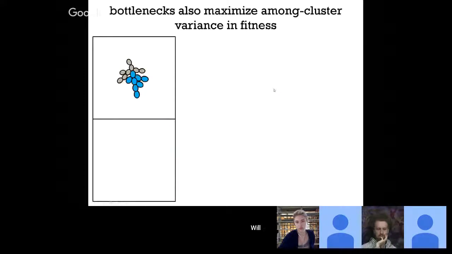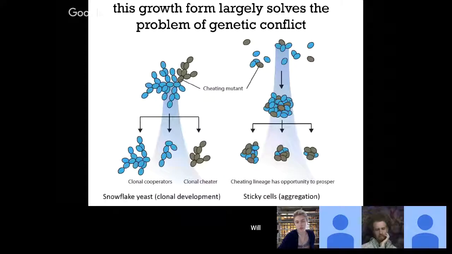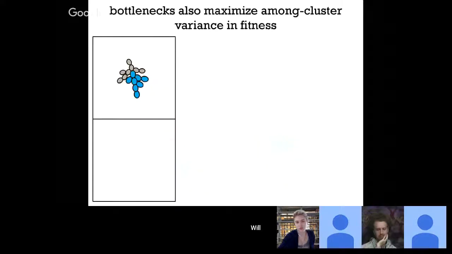Turns out that not only does this snowflake yeast life cycle, not only are these bottlenecks important for limiting the problem of cheats, but they're actually very important for increasing variance in cluster level traits. Now, I was making an evolutionary argument before that multicellularity happens when selection is acting on groups, and groups possess heritable variation for multicellular traits that affect fitness, which is, again, sort of the Darwinian algorithm, right? You need there to be variation. It's got to be heritable, and selection has to act on it.